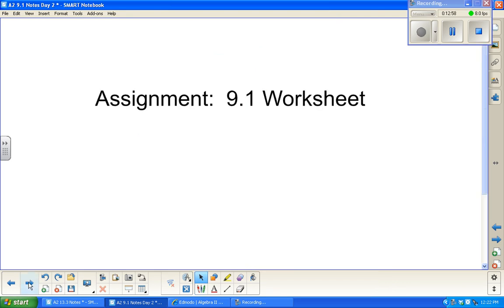Now, let's see, is that the end? Yeah, so the assignment's going to be a worksheet. It's going to be a review, some graph problems, some of this new stuff here.